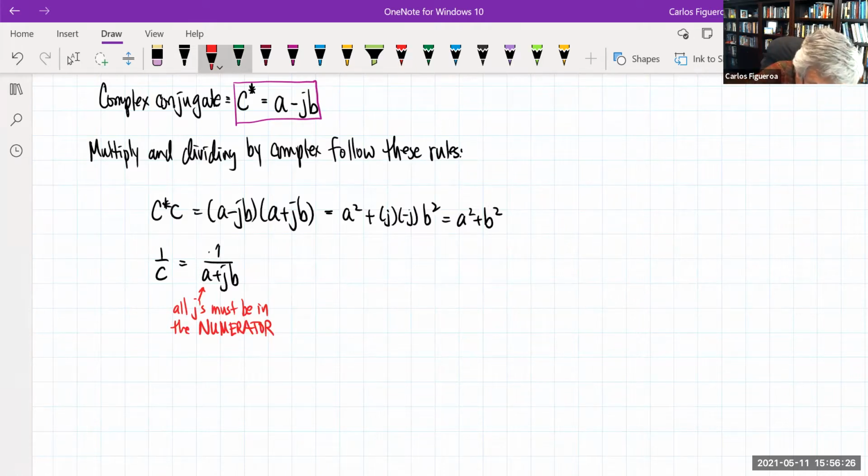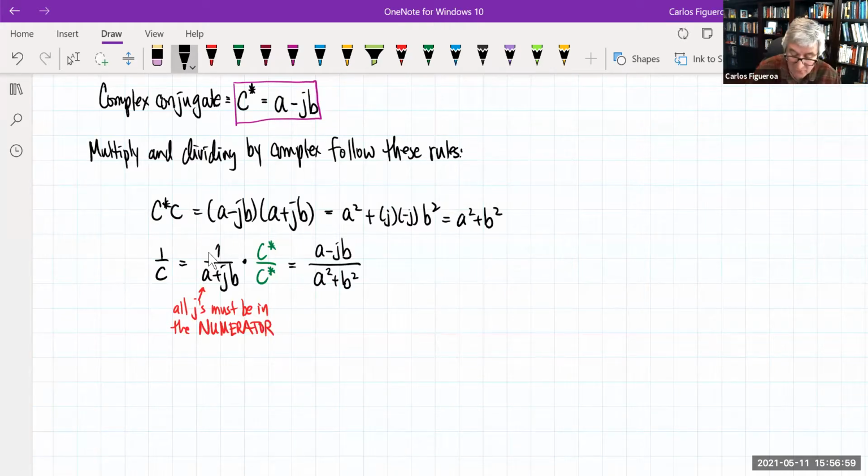The way you do this is you always multiply by 1. And here we're multiplying by the complex conjugate, so I haven't changed anything. Then check it out: I really have C star times C. So what am I going to get in the denominator? I'm going to get a squared plus b squared, like we just saw. In the numerator, I'm going to get a minus jb. So I now have that j in the numerator.